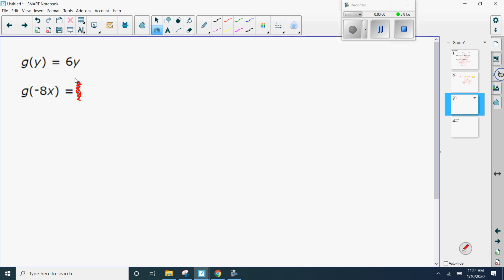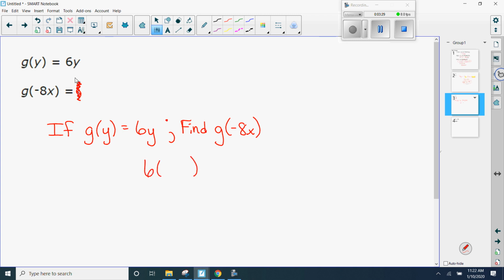So the question is, if g of y is equal to 6y, my question is to find g of -8x. Answer: -48x. You're going to take your g of y function, which is 6y. In place of y, you put parentheses, and then in parentheses, you're going to put -8x. So you get -48x.